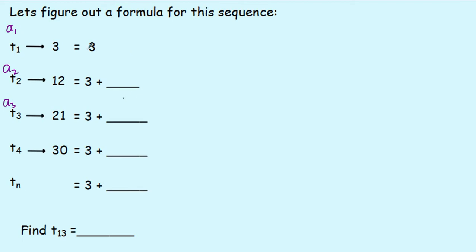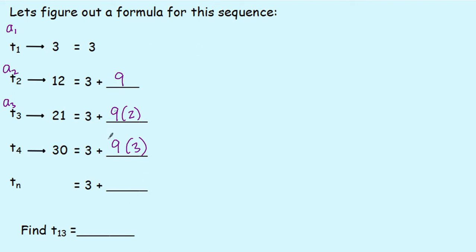All right, to go from the first to the second, we're adding 9. Well, then to go from the second to the third, we're adding another 9. So really, we're adding 2 9s. Then to go from the third to the fourth, we need another 9. So we add 3 9s.